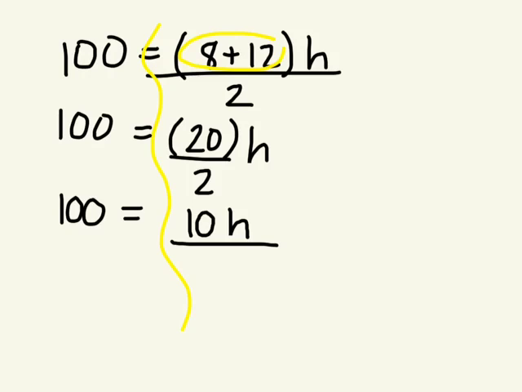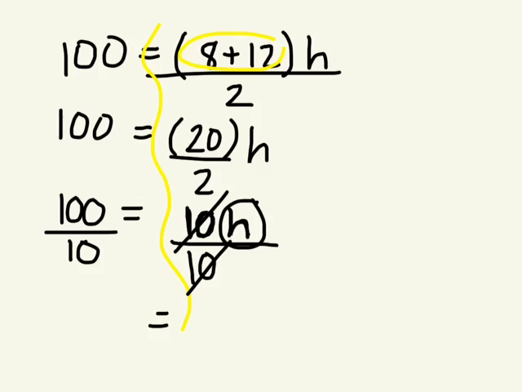So to isolate h, we want to do the opposite operation. The opposite of multiplying 10 times h is dividing by 10 to cancel out. Whatever you do to one side, you have to do to the other side. So now I've isolated my h, and now I can just simplify 100 divided by 10. That's 10. And that's it.